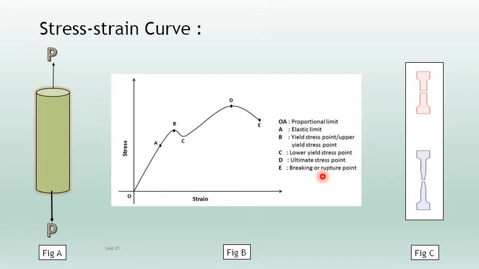So this is all about the stress and strain curve. This stress and strain curve is for mild steel. But if you consider a brittle material, you can see that from point B it suddenly ruptures, it suddenly breaks. Hope you are understanding this.